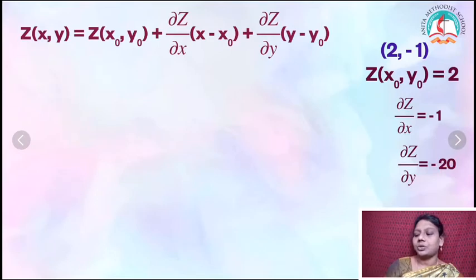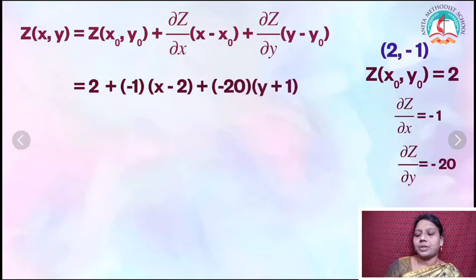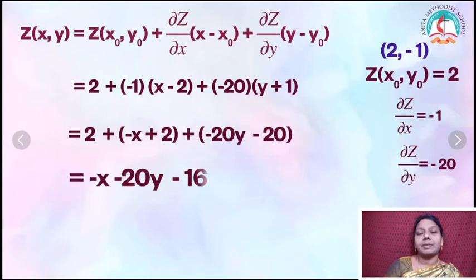Now I am going to substitute all these things in the equation. So if I am substituting that, I will get an equation like this. x naught gives me the value as 2, y naught value is minus 1, therefore it becomes plus 1. So now we are substituting these things. If I am simplifying that, I am getting the equation as minus x minus 20y minus 16. This is the linear equation, but we are approximating it here.